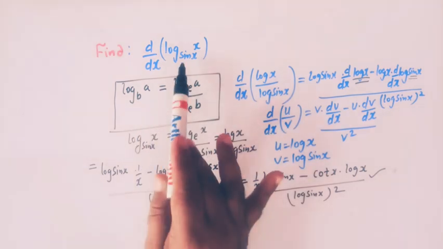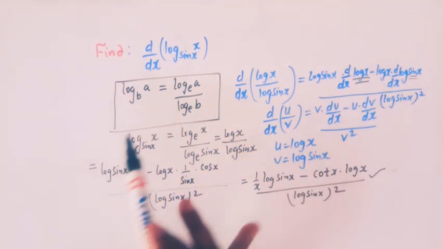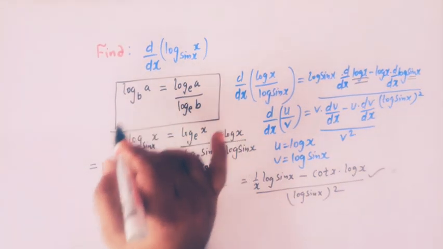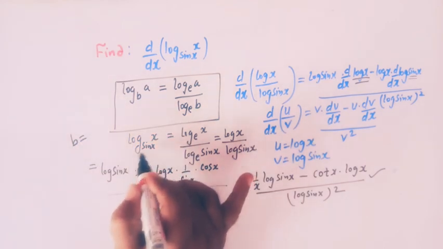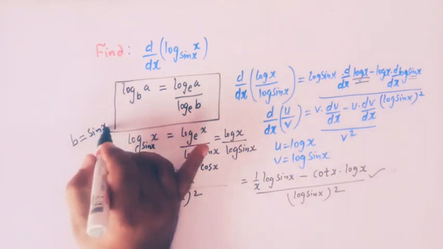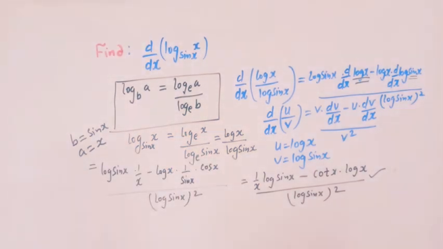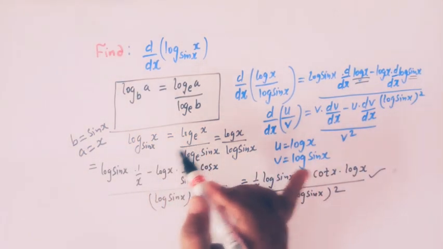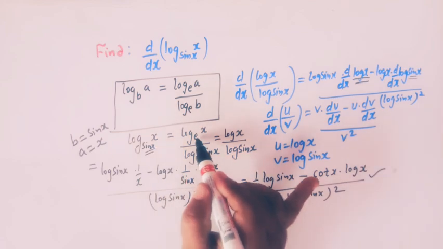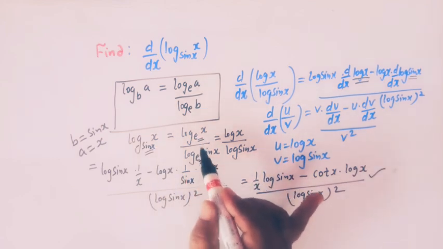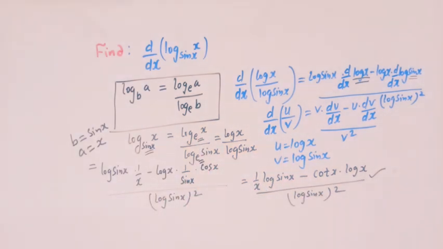Here we have used the base changing formula, where the value of b is sin x and the value of a is x, and we have changed the base sin x to the base e, where e is the exponential number.